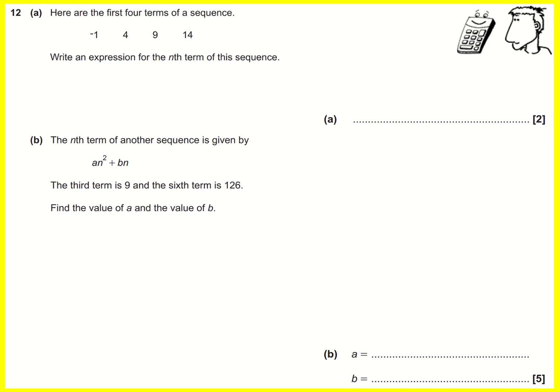We're given a sequence here, but we're not told what kind of sequence it is, so we first need to figure that out. I can see that going from -1 to 4, I'm going to need to add 5, and to go from 4 to 9, add 5, and 9 to 14, I'm going to add 5 as well. That makes this a linear sequence.